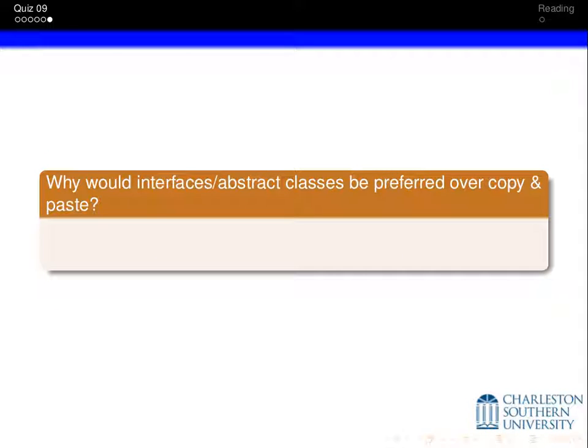And then why would interfaces or abstract classes be preferred over copy and paste? Reduces your code, which is a good point. Less code, which makes it easier to read. You could also accidentally not copy everything.